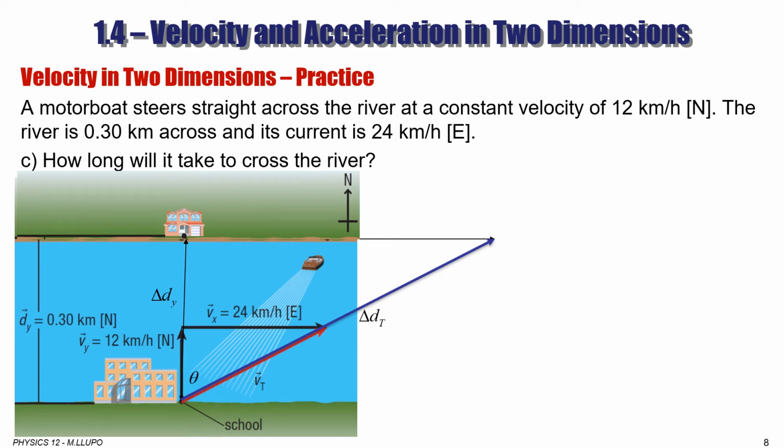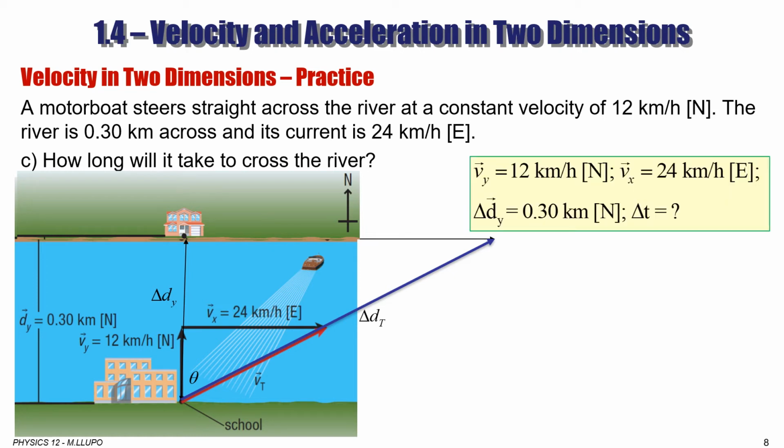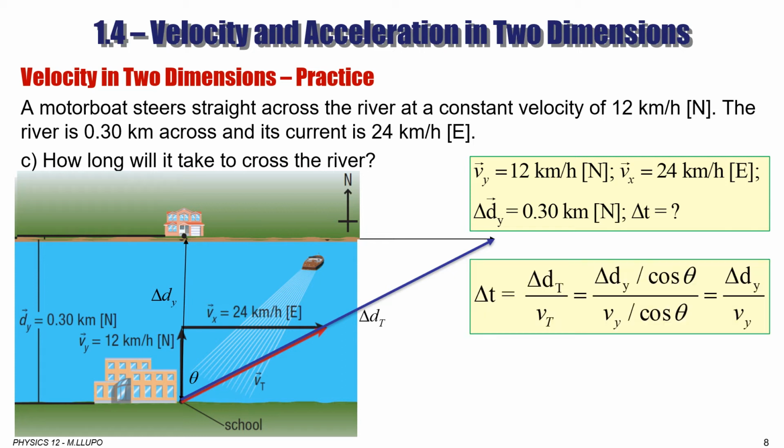So what we do is, since the river has a constant velocity and the boat has a constant velocity, that will give us a constant total velocity as well. We already calculated that total velocity, but let's see if we can use it or not. So time is total displacement over total velocity to get the total time.